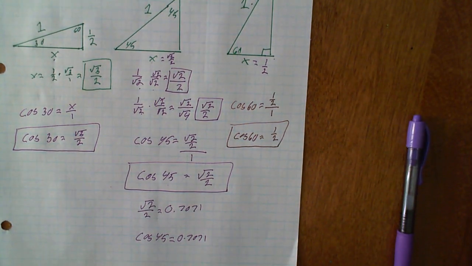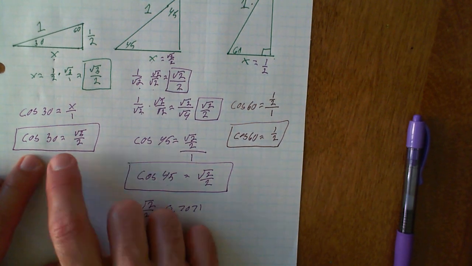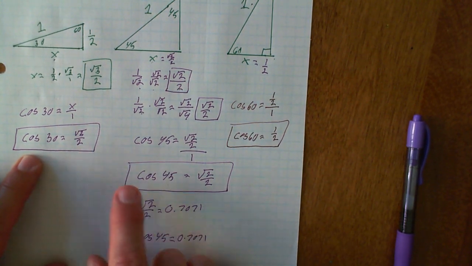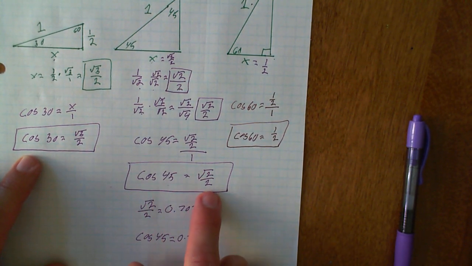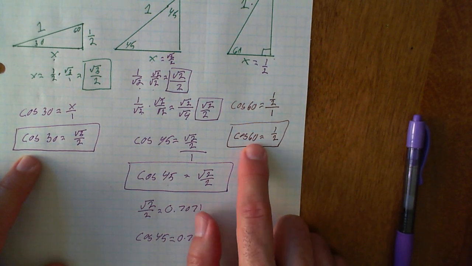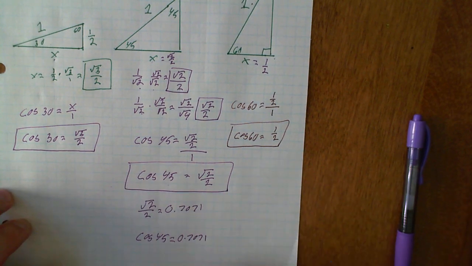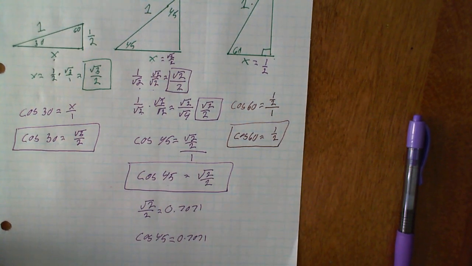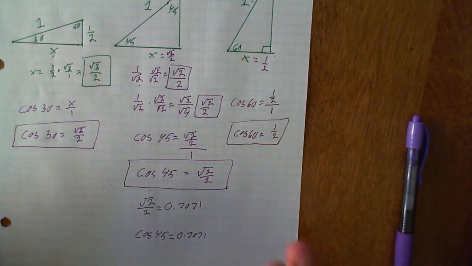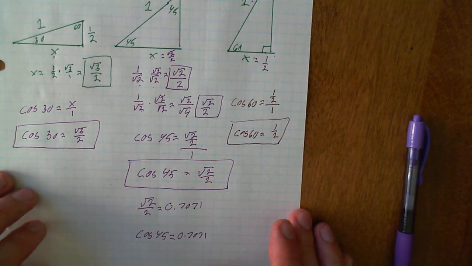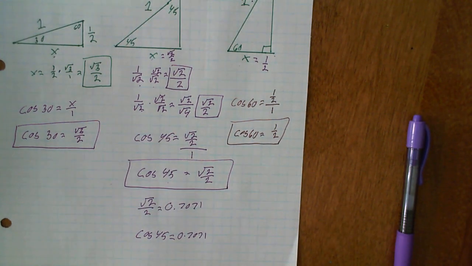So basically, on your notes, you can write down cosine of 30 is square root of 3 over 2, cosine of 45 is square root of 2 over 2, and cosine of 60 is 1/2. Have all those written down in your notes so we can start graphing this. We just proved that. Now let's get to our 4 representations here.